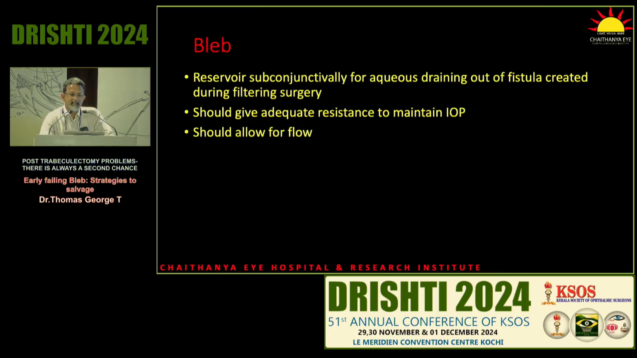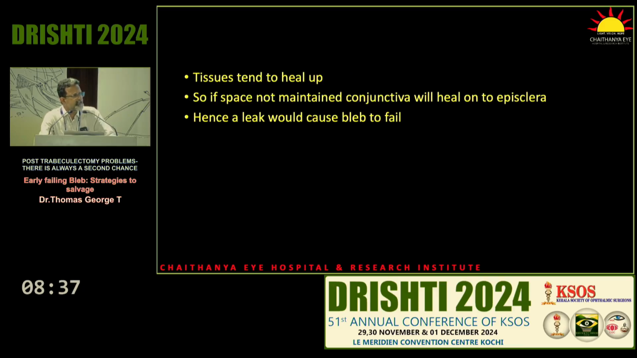Bleb essentially is a reservoir subconjunctivally for the aqueous draining out of the fistula we create during filtering surgery. The fistula should give us adequate resistance to maintain the IOP and keep the shape of the globe and the structures in place, but also allow for a flow to keep the intraocular pressure low enough. Tissues tend to heal up. So if the space is not maintained in the healing period, that's the immediate post-op, it will heal on to the episclera. Hence, a leak itself would cause the bleb to eventually fail.